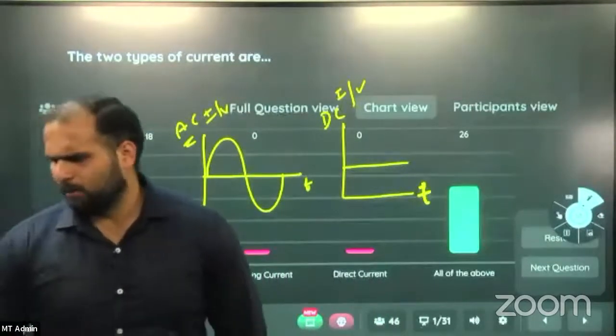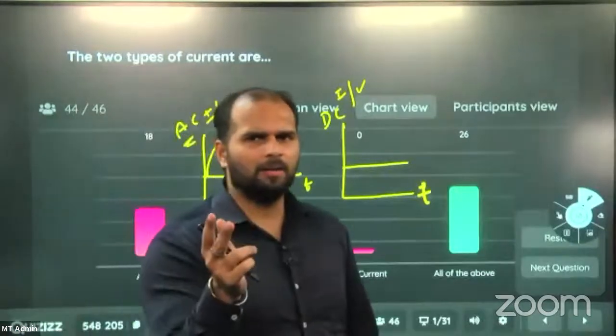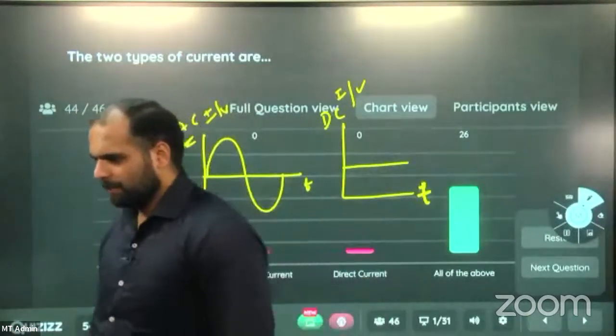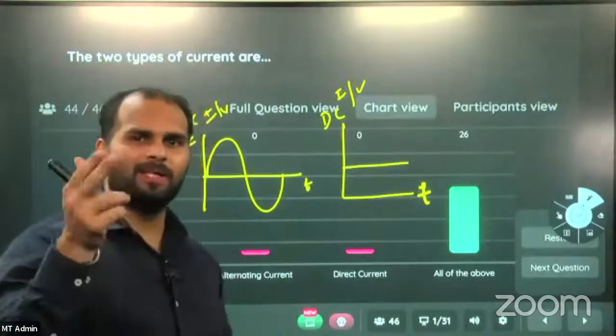Yes. AC voltage can be easily changed, right? Achha, how can DC be converted into AC? Anyone? Achha, I'll reverse the question. Can AC be converted into a DC?